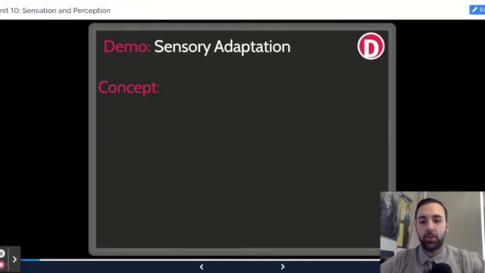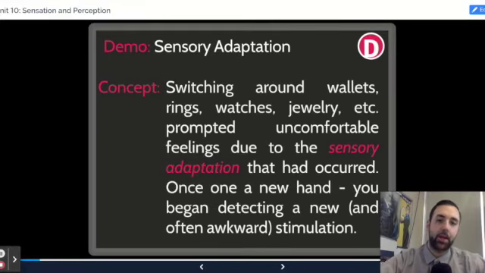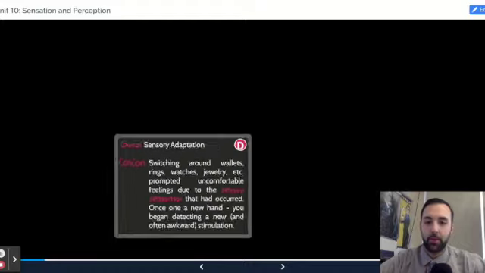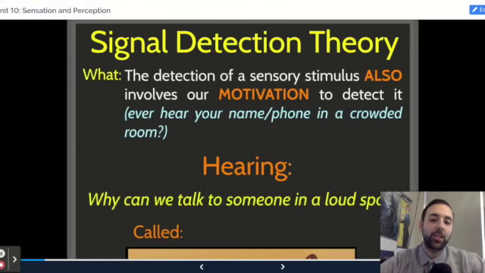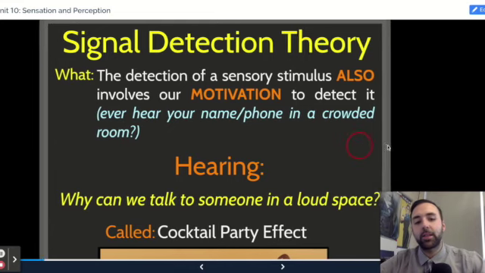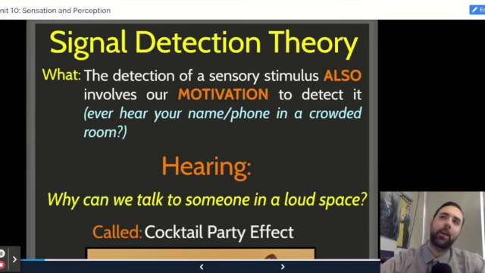The last thing to note, and the demo here that's being described is precisely the sensory adaptation example with your jewelry. The last thing to talk about is called signal detection theory. Signal detection theory tries to identify why certain sensory stimulations are easier to detect than others, and it seems to be that when we are motivated to detect certain sensory stimulations, we're more likely to do so.